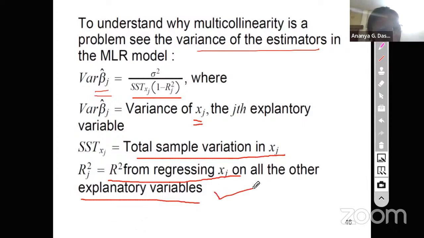Then this particular R squared, now mind you, this is the R squared from regressing this explanatory variable on all the other explanatory variables, will be very high. And if the R squared is very high, then that 1 minus R squared will be very low. And if 1 minus R squared is very low, that means the variance of beta hat is going to be very, very high. And if your variance of beta hat is very high, then what is the problem?